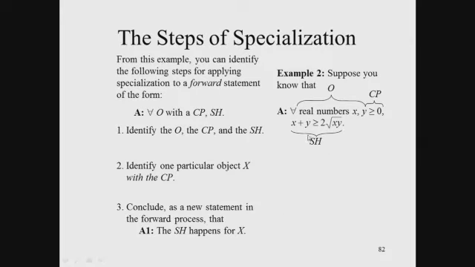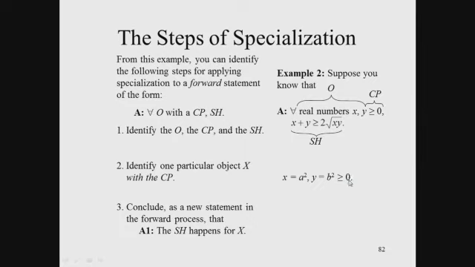Let's apply specialization to this statement A again. First, identify one particular object with a certain property. So let me find some real numbers, x and y, that are non-negative. For example, x equals a squared and y equals b squared. A and b obviously are numbers here. So there is a particular object with a certain property.